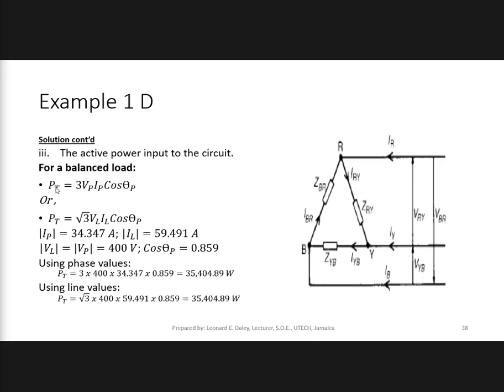All right, so we get back to our formulas for a balanced load, and the system is balanced as we have been seeing. The total power is 3 V phase I phase cos theta, or root 3 VL IL cos theta. So if I use the phase parameters, PT would be equal to 3 times the 400 times the 34 for the phase current, and the power factor was 0.859, right? And if I use the line values, root 3 VL, and the IL is the 59.49. So you should get the same answer.